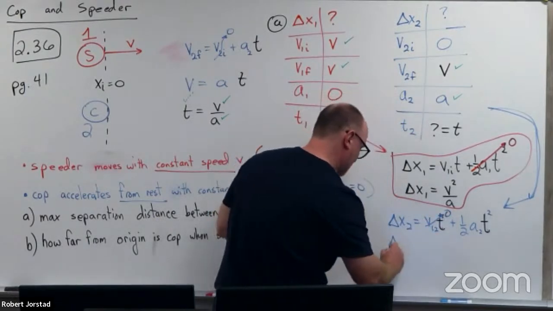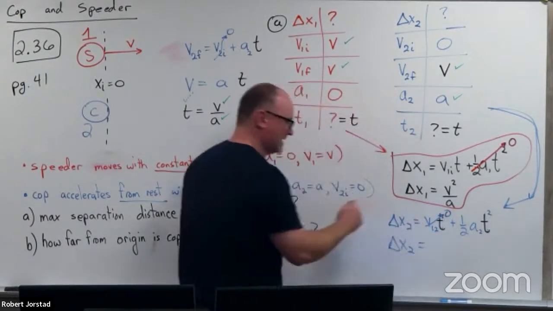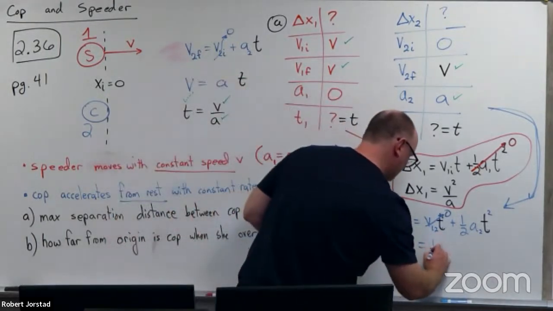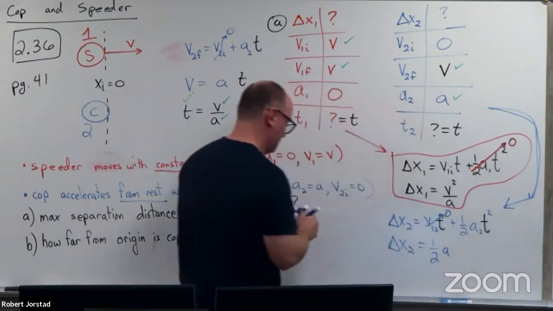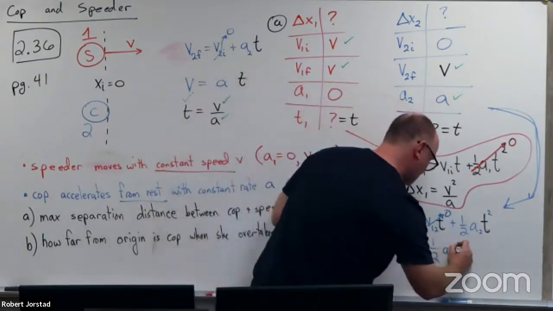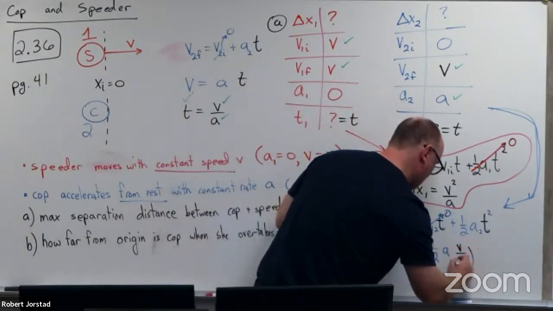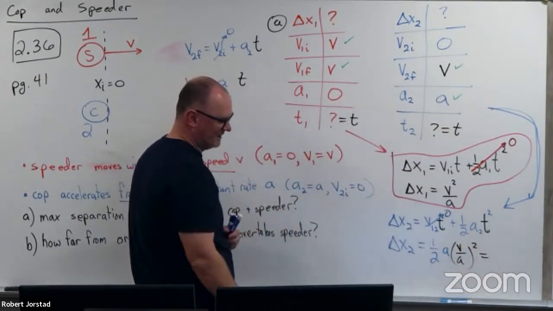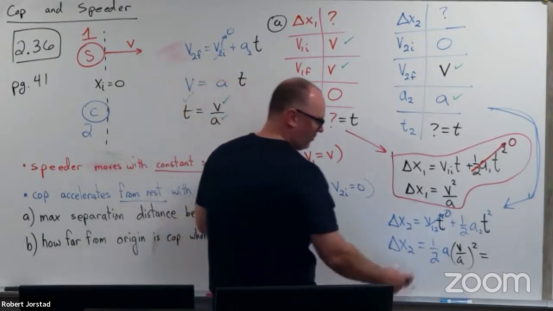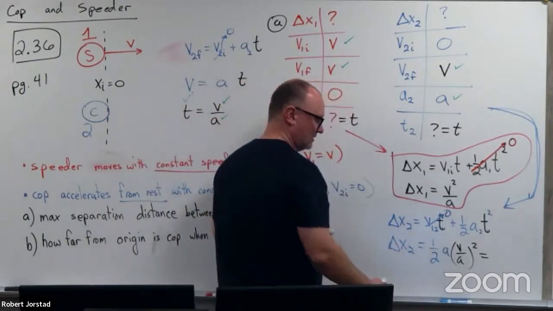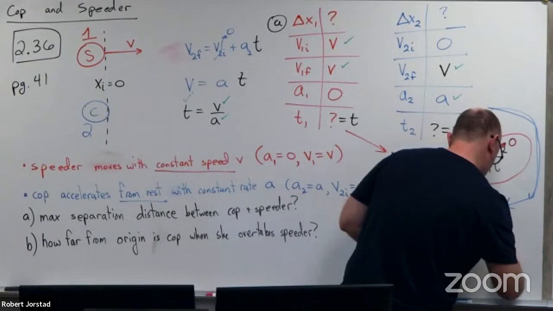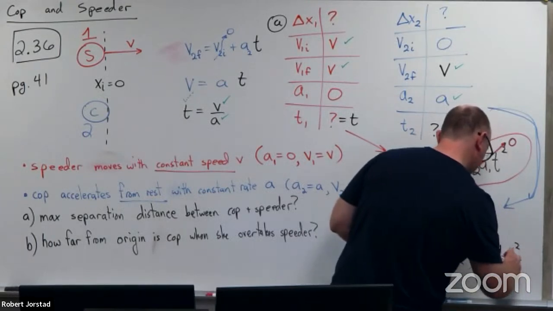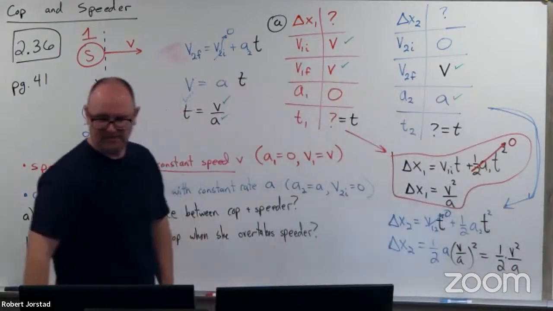And I see that delta x2 is equal to 1/2 times A times the time, which was V over A, and then I've got to square it. So out of all this, one of the A's will cancel. We'll still have the 2. It should be 1/2 V squared over A. Or you could say V squared over 2A.